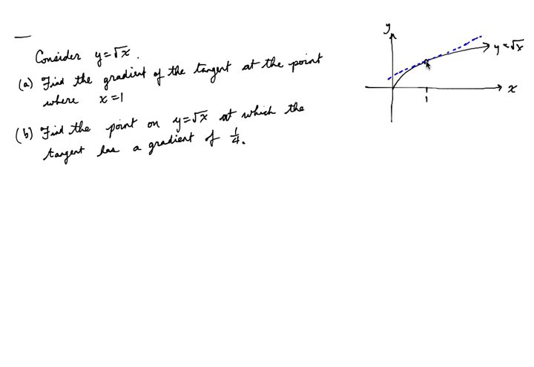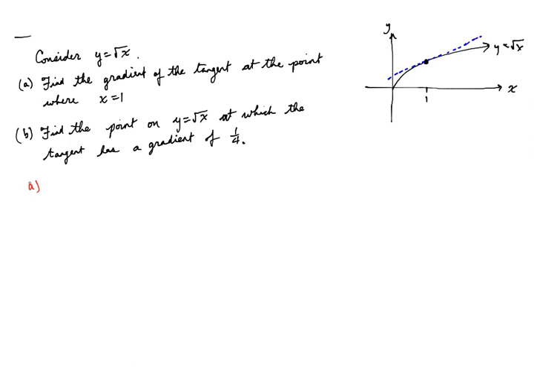The point on the graph that corresponds to x equals 1 is right here, and this is the tangent at that point. And then part B says find the point on this curve, y equals root x, at which the tangent has a gradient of 1/4. So let's see, how would I do part A here?